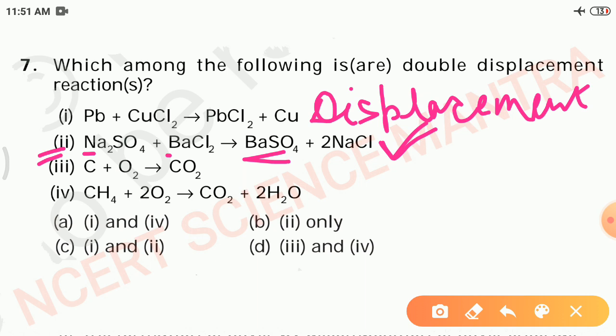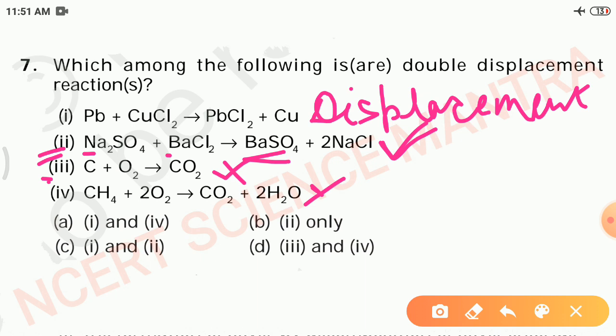Third one is carbon plus oxygen gives carbon dioxide. It is a simple combination reaction where oxygen is combining with carbon. So it is not a double displacement reaction. Fourth is methane plus oxygen gives CO2 plus H2O. It is also not a double displacement reaction. It is the combustion reaction of methane, burning of natural gas, an exothermic reaction.